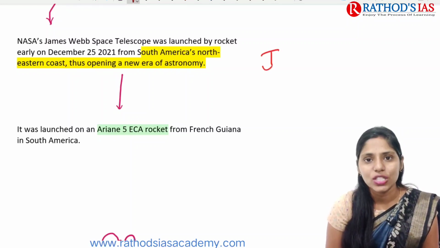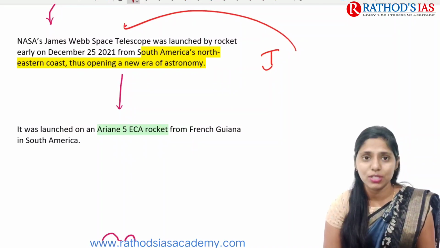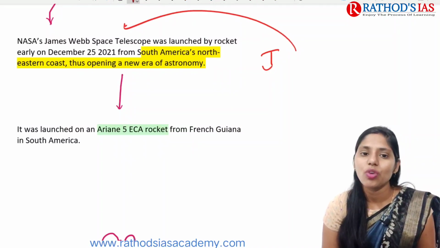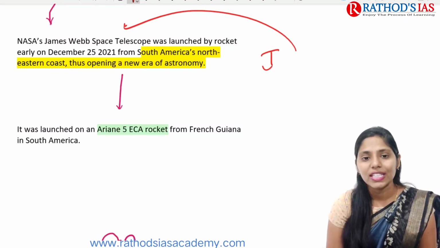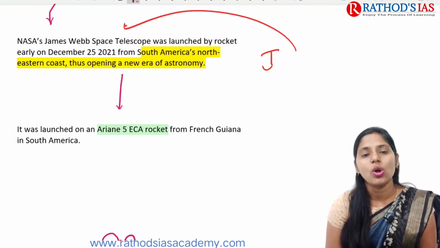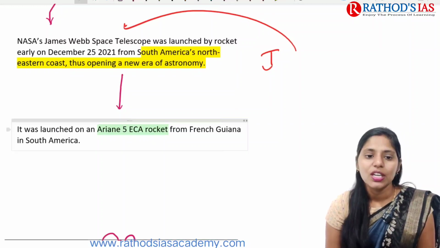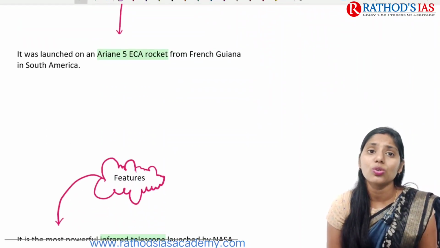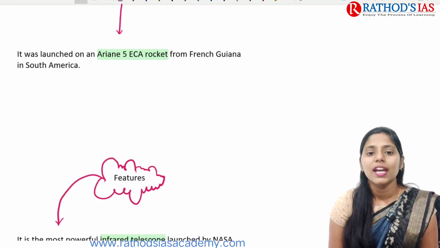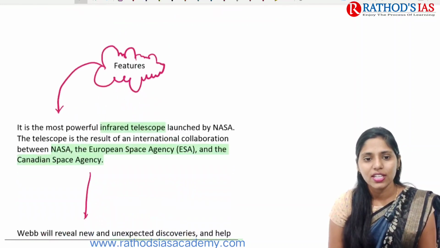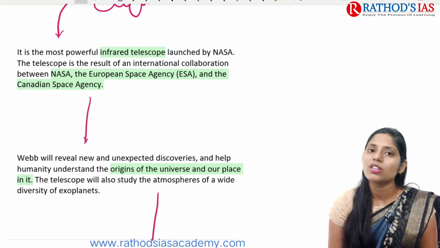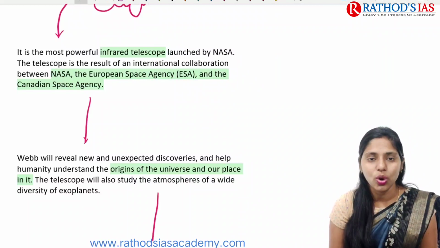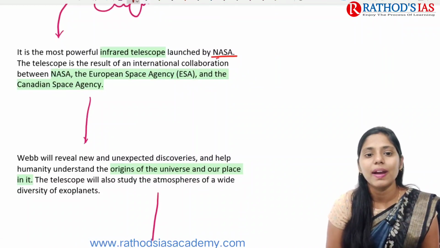This James Webb telescope is of NASA. This might be a prelims question. NASA's James Webb telescope was launched by a rocket on December 25th, 2021 from South America's northeastern coast. That opened a new era in astronomy. If you are talking about the rocket which was used to launch this James Webb telescope, it is the Ariane 5 EA rocket. If you are talking about some features of this James Webb telescope, it is one of the most powerful infrared telescopes, and this telescope was launched by NASA.